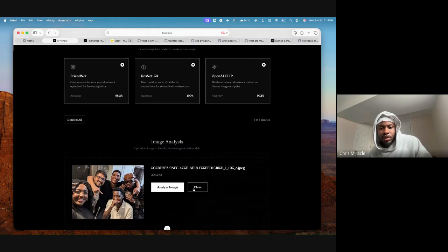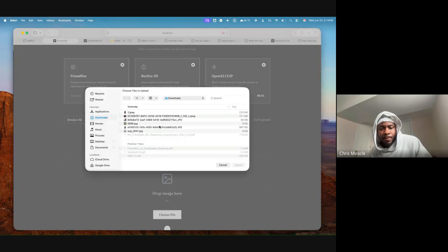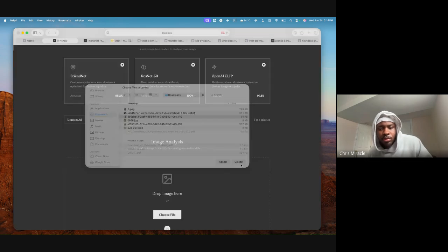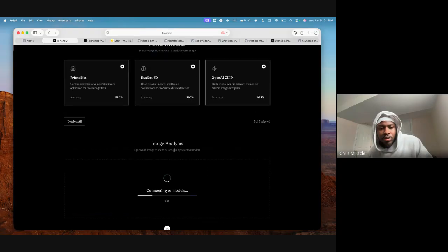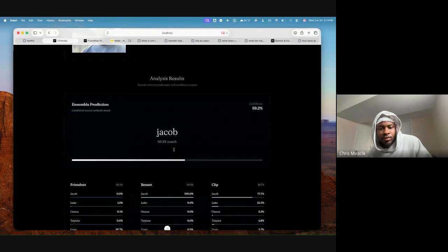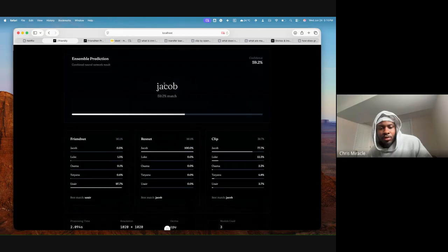So let's clear this and try a different one. Mind you, what I'm trying are unseen images. I didn't use any of these images during training. So let's try Jacob. Perfect, Jacob was caught correctly. Again, my model didn't do the right thing. It's still seeing Jacob as someone else here. ResNet got it.